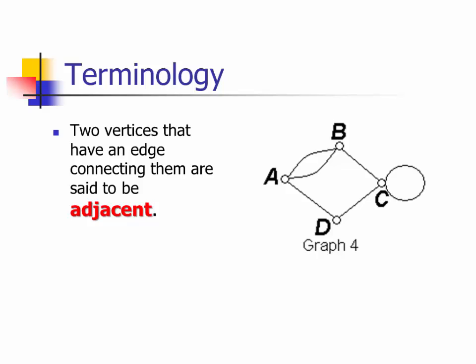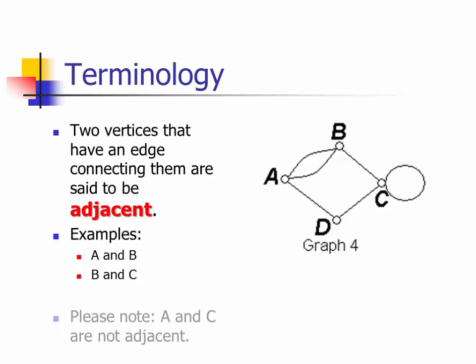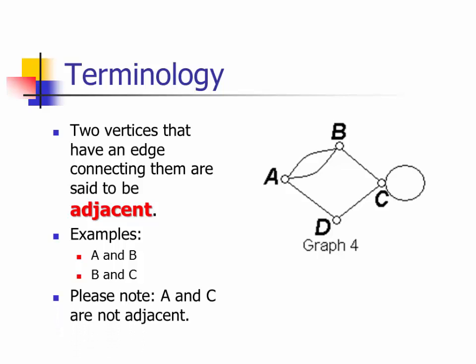So we can have two vertices that have a common edge. If we do, those vertices are said to be adjacent. So again, for this example, you will see that A and B are adjacent because they share an edge. Also, B and C are adjacent because they share an edge. However, A and C are not adjacent because there is no single edge connecting A to C.